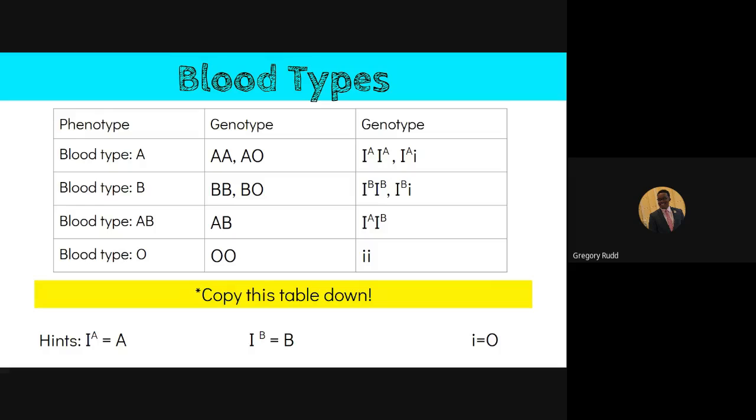Now, blood types AB and O can only result from a singular genotype. In order to be the blood type AB, then a person would have to have the genotype AB. In order to have the blood type O, then a person would have to have the genotype OO. It's a homozygous recessive genotype.